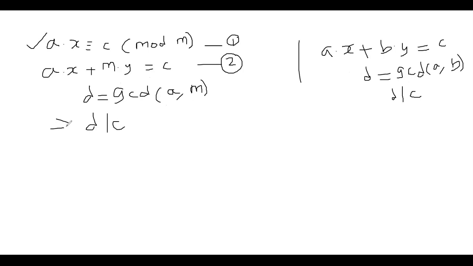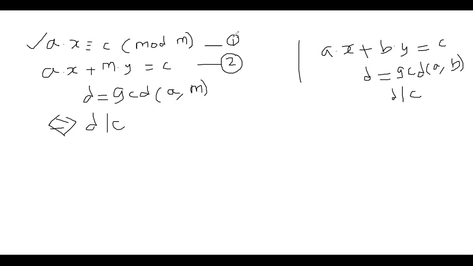It's an equivalent constraint, not only one direction, but both directions. If d divides c, we know for sure congruence 1 will also have a solution. If congruence 1 has a solution, the GCD of a and m must divide c. That's something we already established in the previous segments. Now the question is, let us assume d divides c. How many solutions are possible to the congruence shown in number 1?